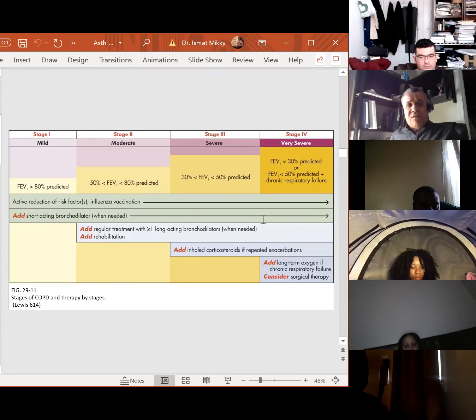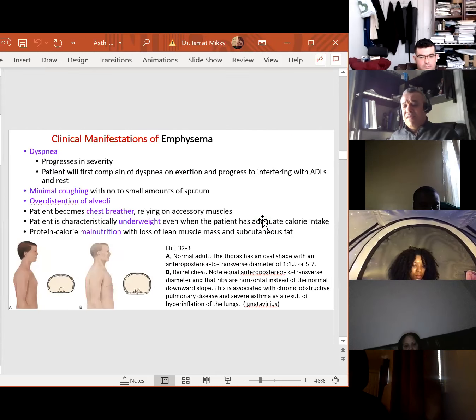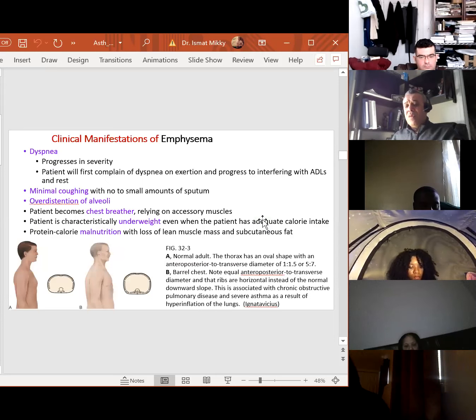And this is the chart from pharmacology for the treatment of patients with COPD, in terms of the different levels of management or drugs to be added to the plan of care.